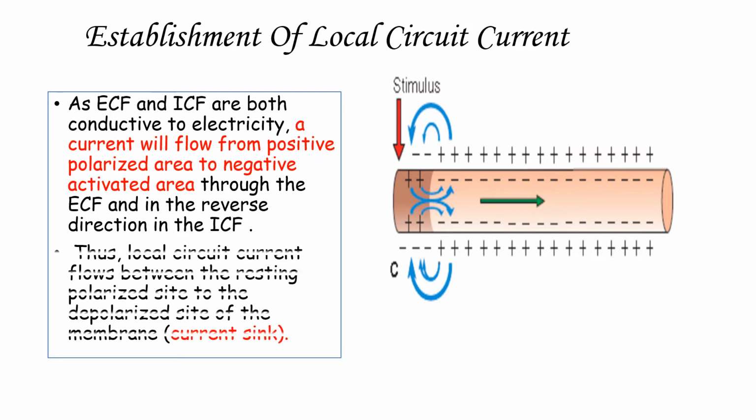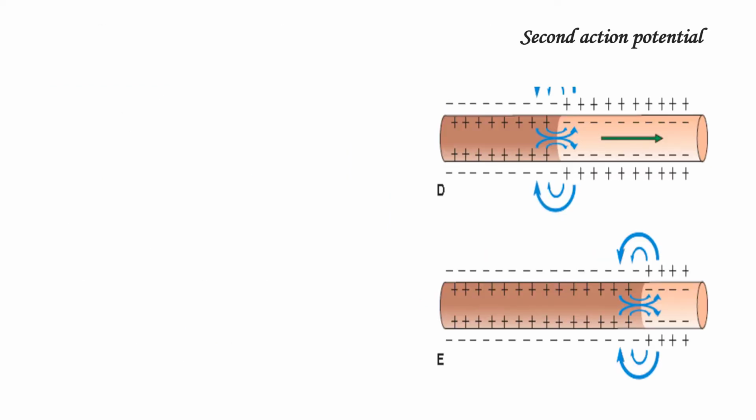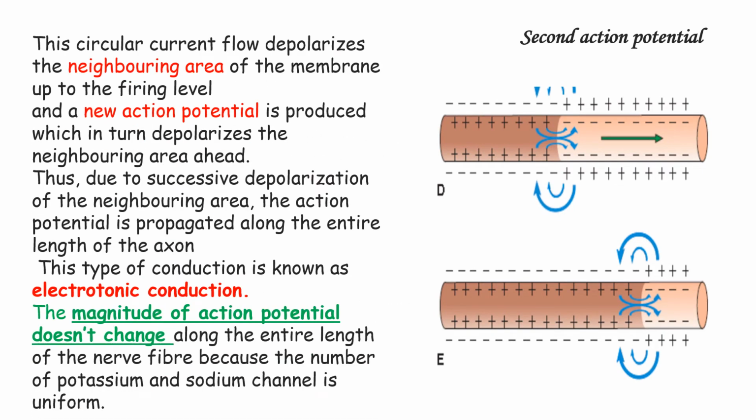So once this local circuit current exists, from the resting polarized state to the depolarized state, it results in the current sink. So next, a fresh area of depolarization is formed. A new action potential is produced, which in turn depolarizes the neighboring area which is ahead of it. Thus, due to successive depolarization of the neighboring areas, area 1, then area 2, then area 3, the action potential is propagated along the entire length of the axon, and this conduction is known as electrotonic conduction.